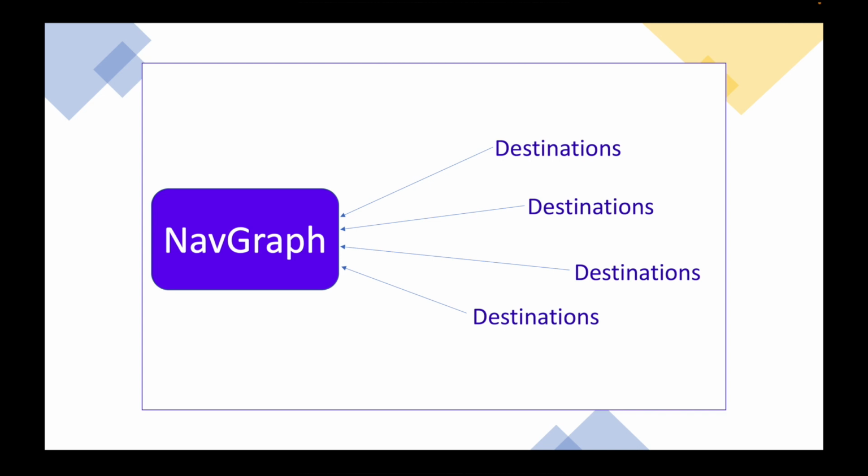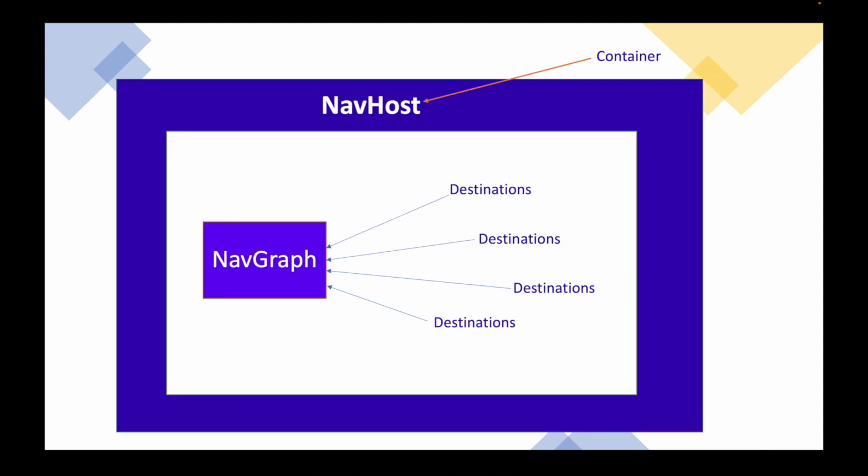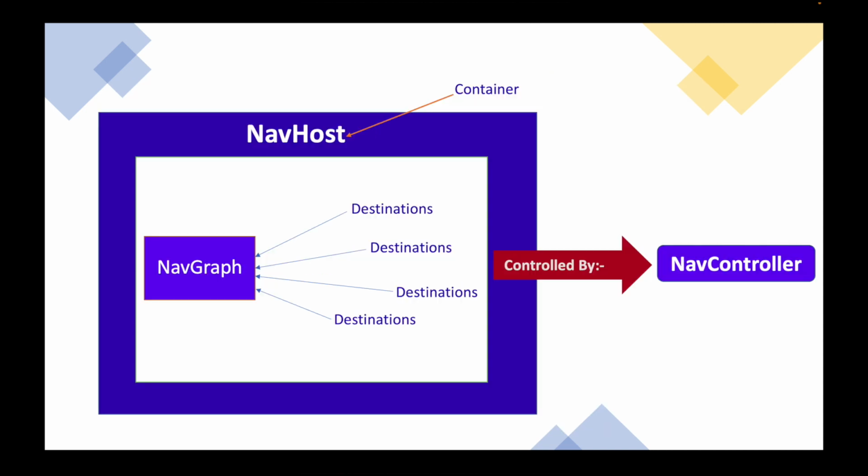Then let's go to another terminology, that is NavHost. Now NavHost is the one who hosts the navigation. That means an empty container that displays destinations from your navigation graph. And then the next part is your navigation controller. Navigation controller is the one who controls the navigation, or you can say manages app navigation within your navigation host.